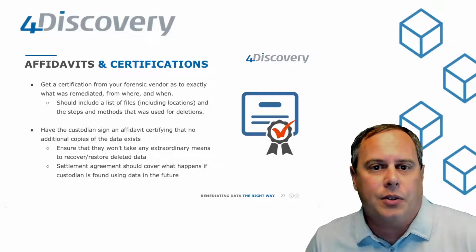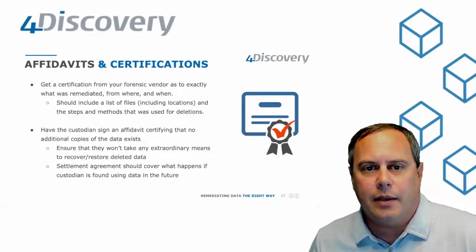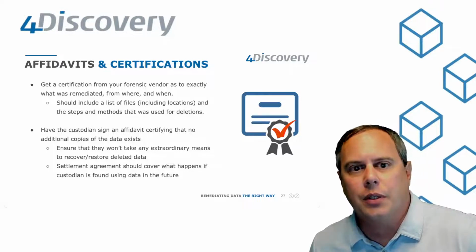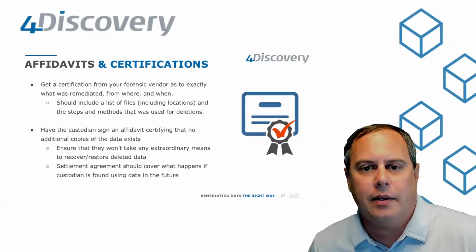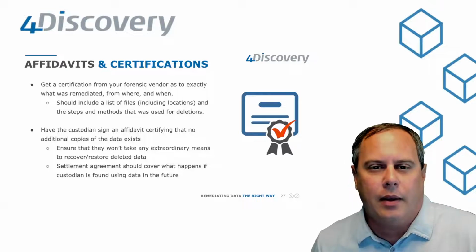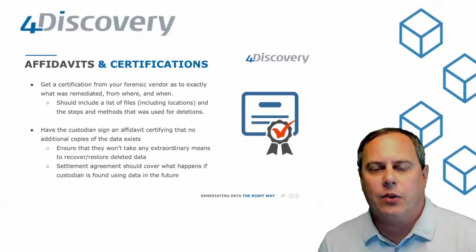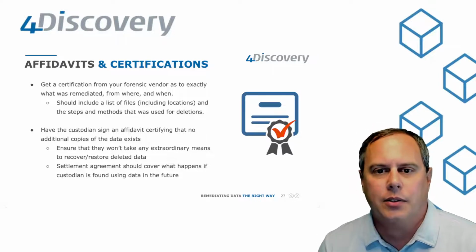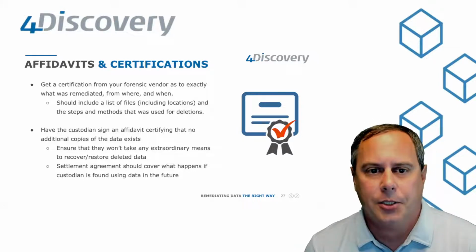So get affidavits and certifications. If we forensically go through and search and remediate data, that should come with some sort of letter or affidavit certifying what was remediated, from where, and when. So lists of files that were remediated, which device it came from, where they were stored, all the different dates and times, and how we went about deleting that information. What exact steps, tools, and process did we use for those deletions? That should come from the vendor or whoever actually does the remediation.